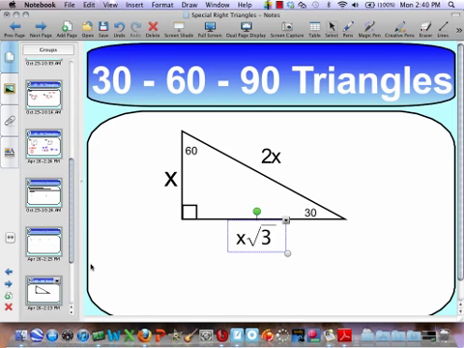30, 60, 90. 3, 6, 9 has the root 3. Okay? 45, 45, 90 has the root 2 because you have two angles that are the same. Alright, so an easy way to remember that. And also, some students on 30, 60, 90 forget which side has the root 3. Well, where's your 30 at? It's on the bottom, alright? It's right there. So the root 3 is adjacent to the 30-degree angle.